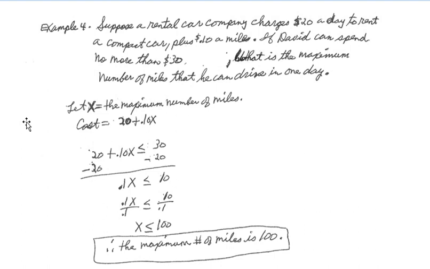So we can say that the cost will equal $20 plus 0.10 times x. Consequently, we write as an inequality 20 plus 0.10x is less than or equal to 30. Now, isolating x, we'll subtract 20 from both sides, getting 0.1x is less than or equal to 10. Then dividing both sides by 0.1, we obtain the final solution that x is less than or equal to 100. Therefore, the maximum number of miles that he can drive in one day is 100.